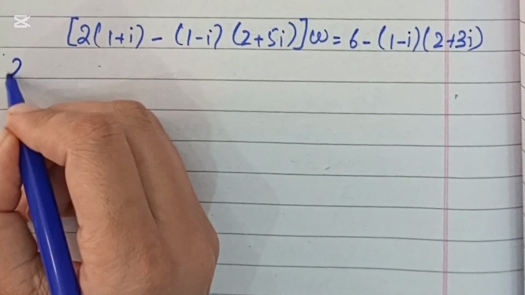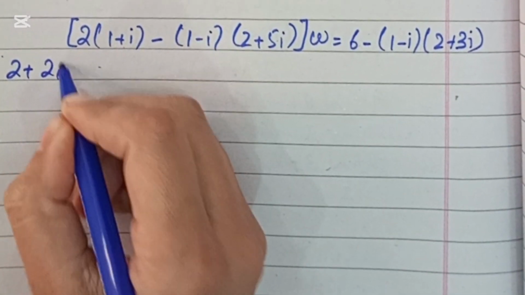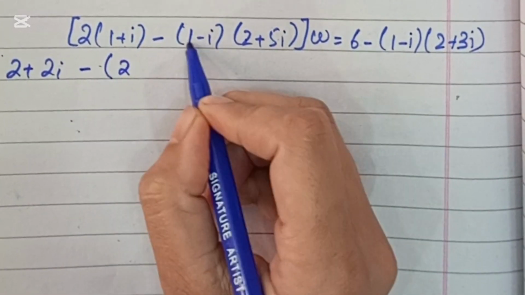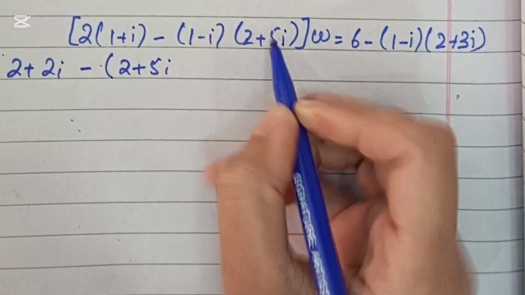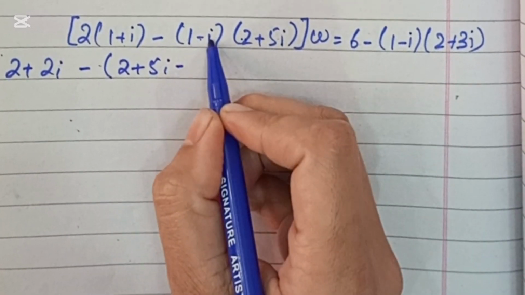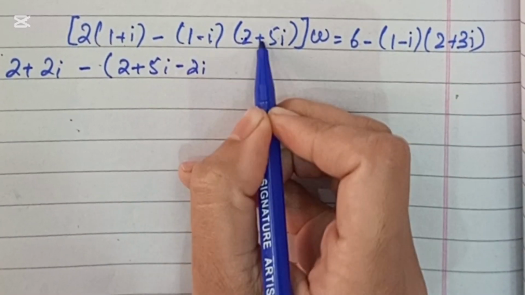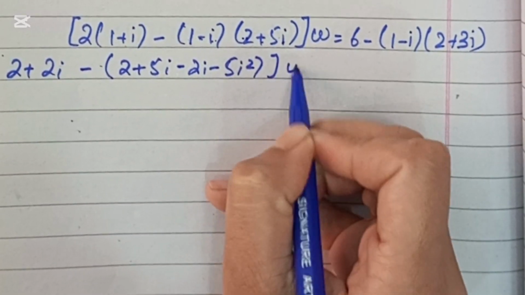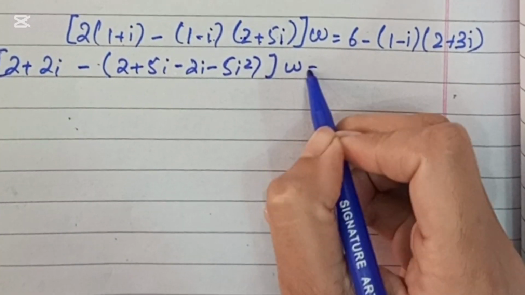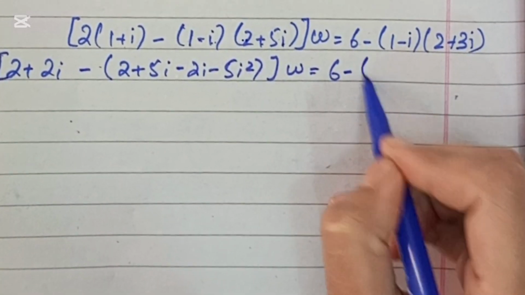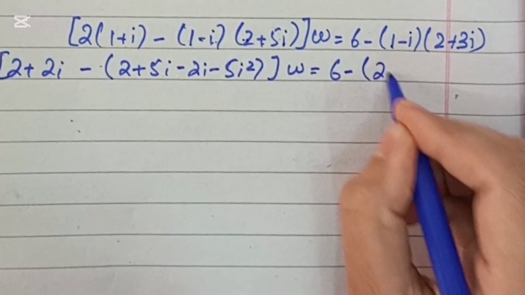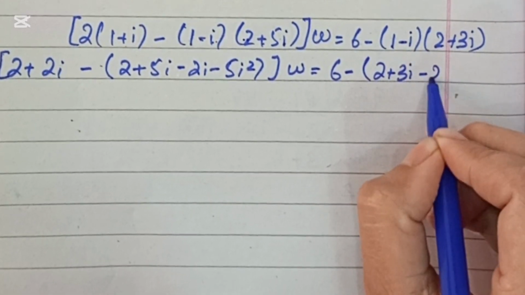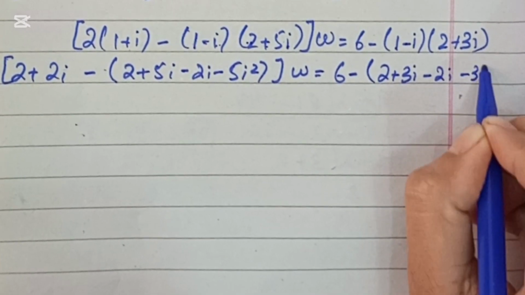2 into 1 is 2. 2 into iota is 2 iota. 1 into 2 is 2. 1 into 5 iota is 5 iota. Minus iota into 2 is 2 iota. Minus iota into 5 iota is 5 iota square. 1 into these two, the same, and minus 2 iota, then minus 3 iota square.